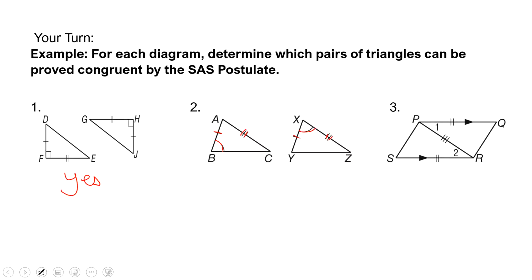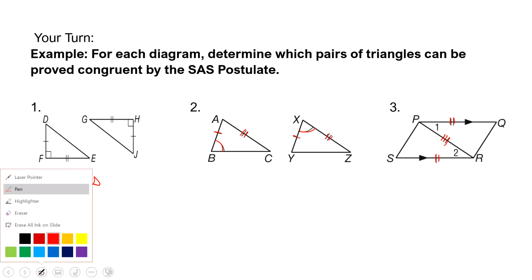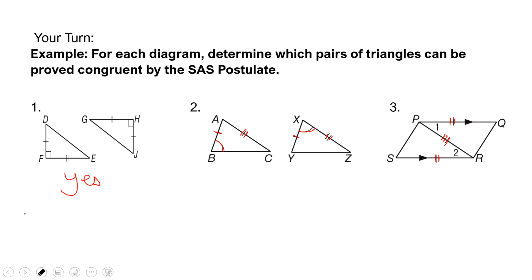Okay, the third one. When we look at it, we're given parallel lines, so I know that we're looking at parallelograms. I have the top and bottom of my parallelogram are congruent. The triangles share the middle side there. That's congruent to itself. So we know for a fact we've got two sides. We're trying to figure out, do we have included angles? And they've identified angles 1 and 2.